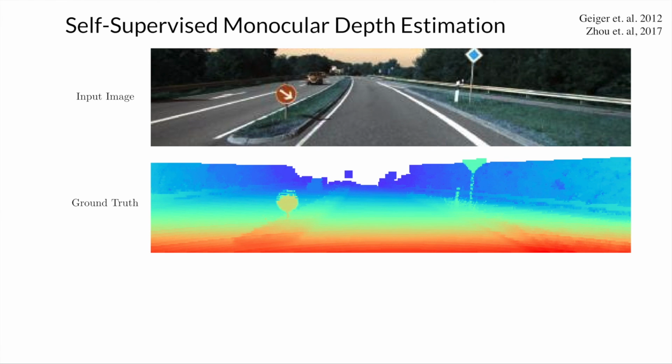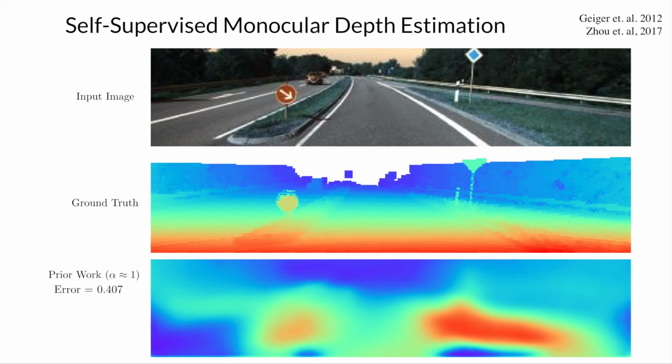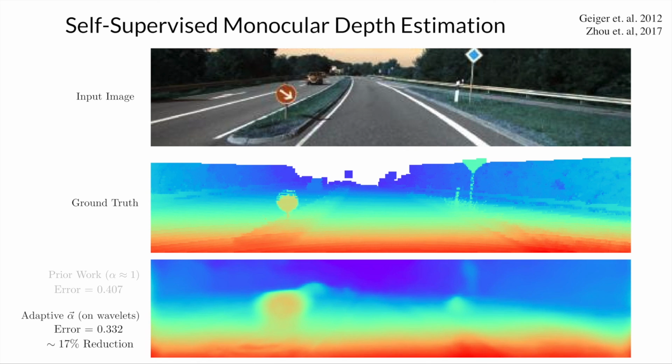Our next task is self-supervised monocular depth estimation, where you're trying to train a model that predicts depth from a single image. Here's a recent paper on this task that minimizes a loss that is roughly within this family of loss functions. And here's what happens if you swap in an adaptive loss, again on a wavelet decomposition. You get nicer looking depths and a 17% reduction in error on the test set.